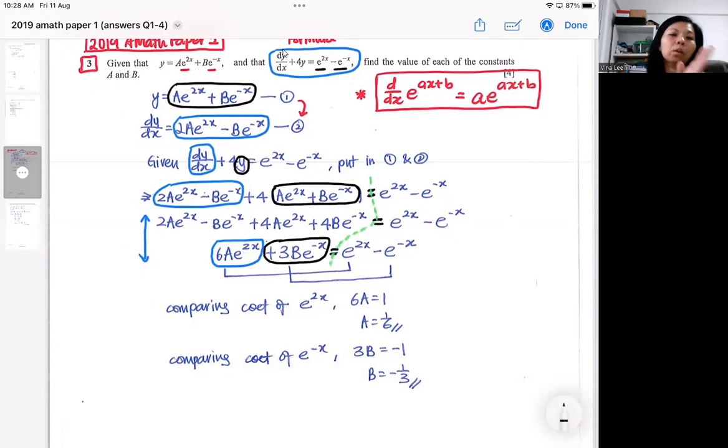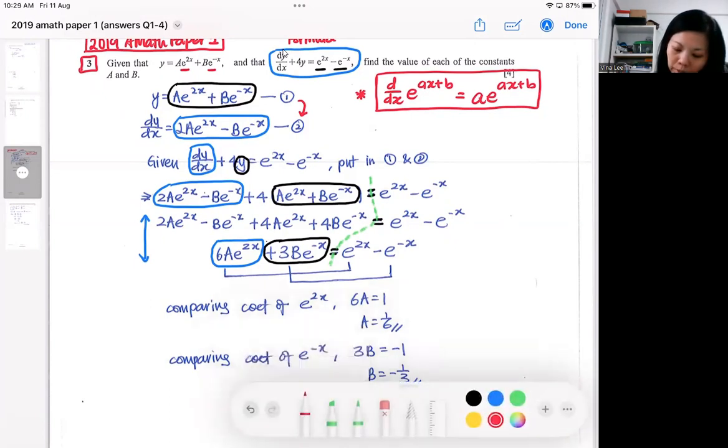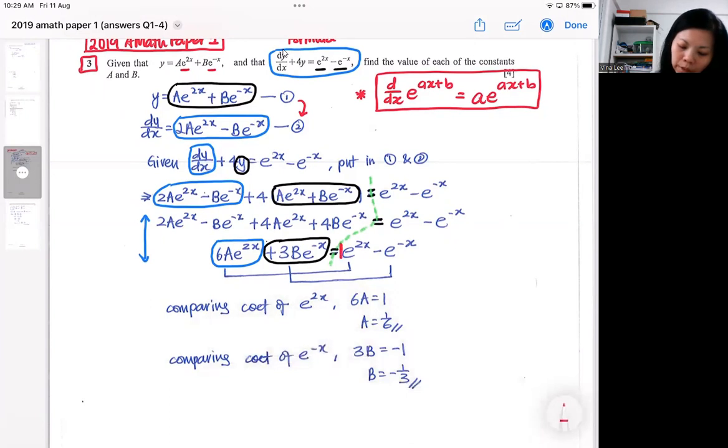The reason why I didn't touch the right side is that I am comparing the coefficients. So I'm comparing the coefficient of E2x, and that's how I get 6a equal to 1. I'm also comparing the coefficient of E minus x, which is the -1 coefficient here. So based on the comparison, then I can get the unknown.